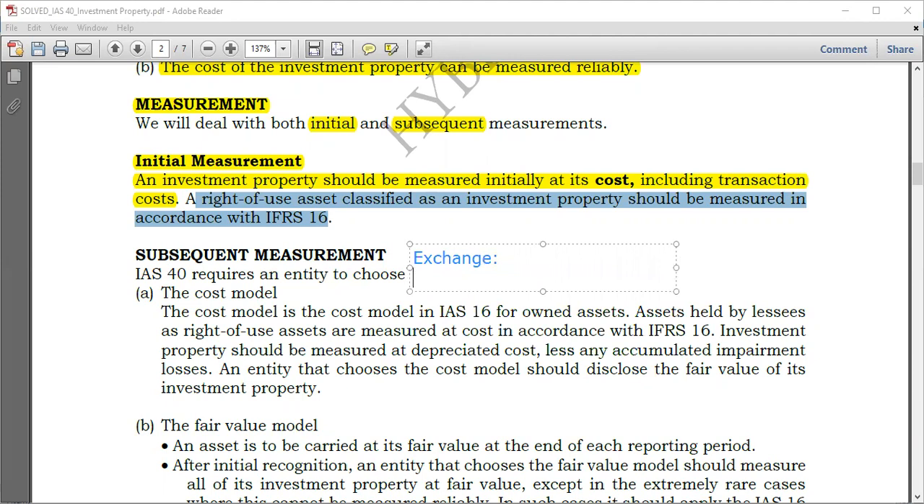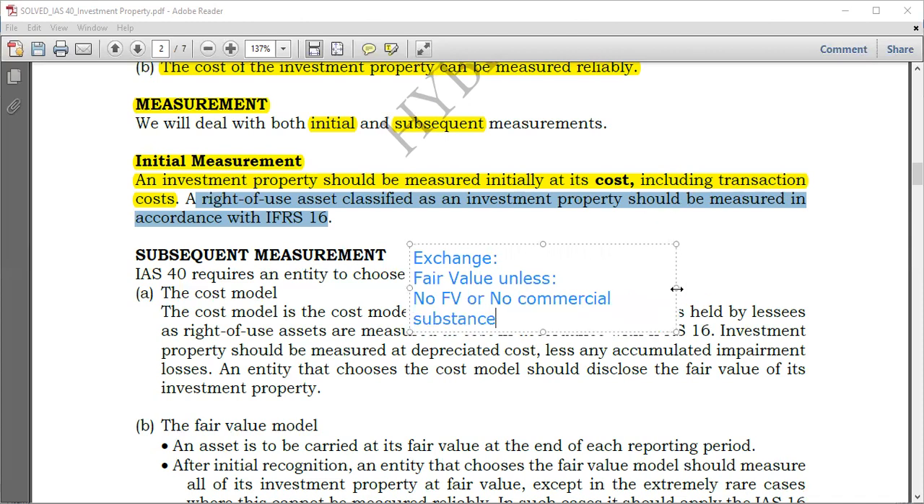For an exchange, we usually use fair value. Because if you exchange, you do not incur a cost, so you cannot say you measure it at cost. You measure it at fair value unless it is impossible, so we measure it at fair value unless you cannot determine the fair value of either of the assets, or unless the transaction lacks commercial substance.